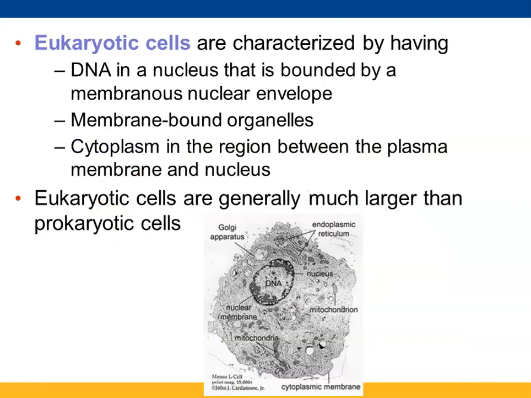While eukaryotic cells have more structure to them, their DNA is housed in a membrane-bound envelope, the nuclear membrane. They have membrane-bound organelles. Their cytoplasm basically separates the plasma membrane from the nucleus, and they tend to be a lot larger.